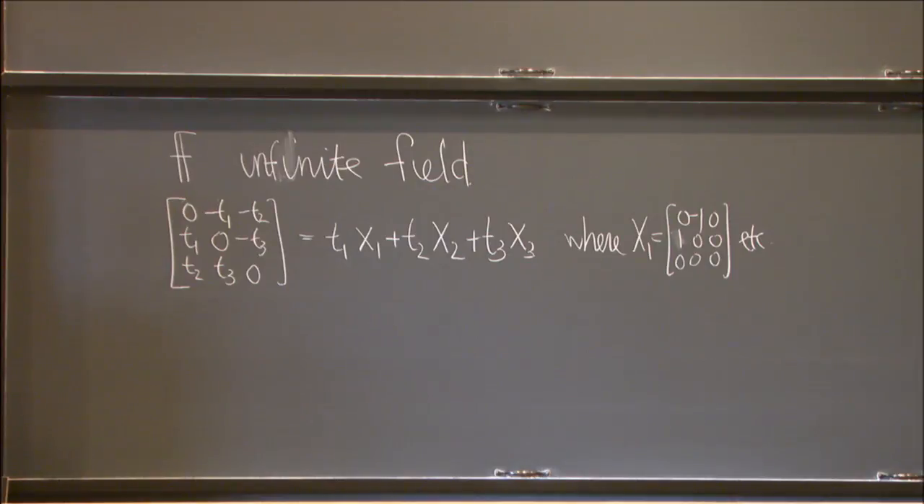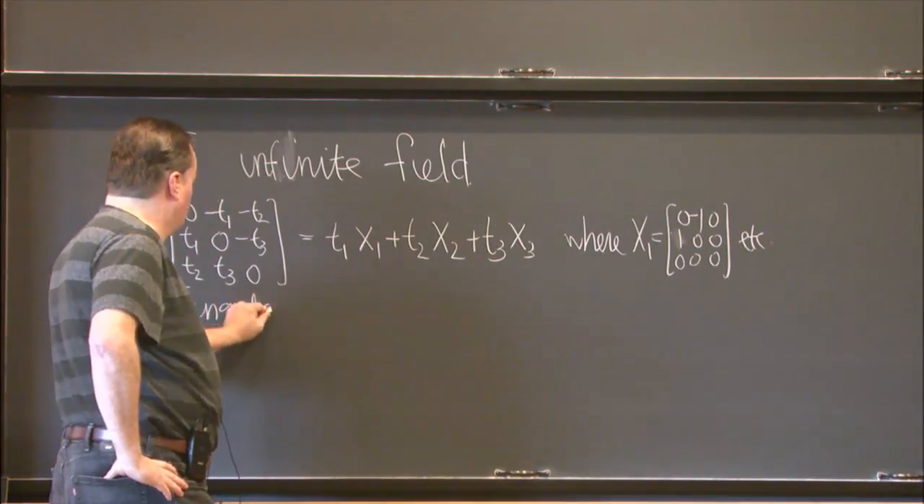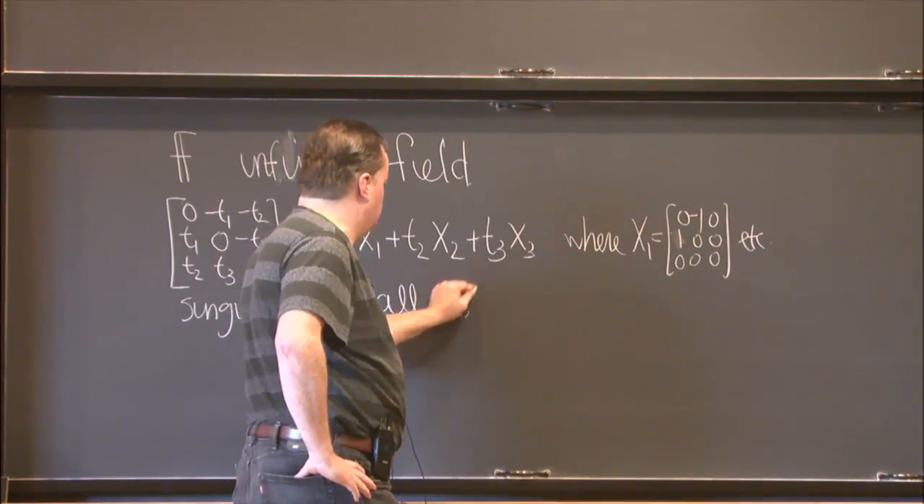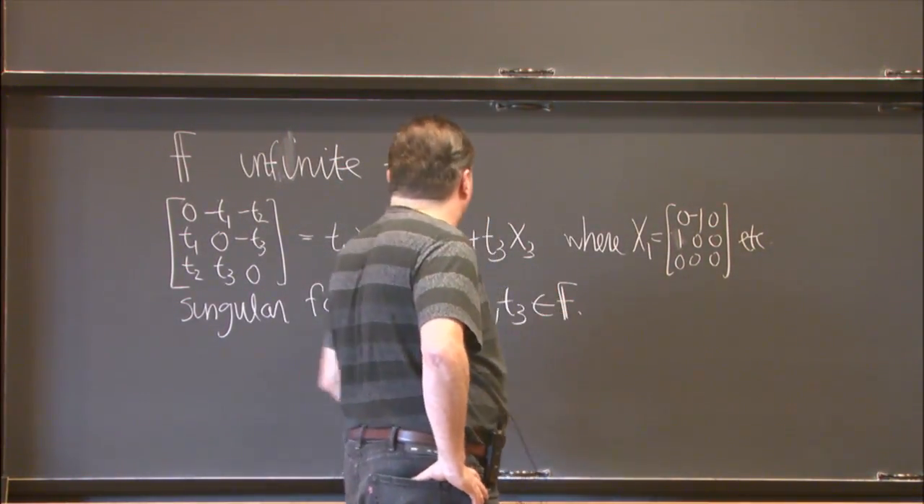So this is always a skew-symmetric matrix, and we know a skew-symmetric matrix always has even rank. So this matrix is never invertible, right? So it's singular for all choices of T. Okay.